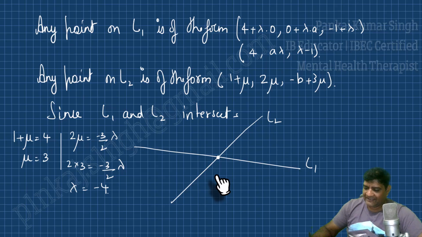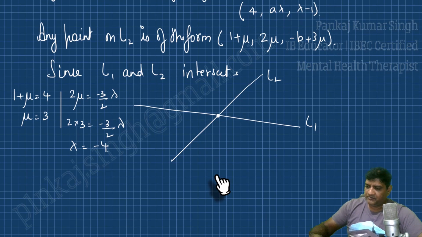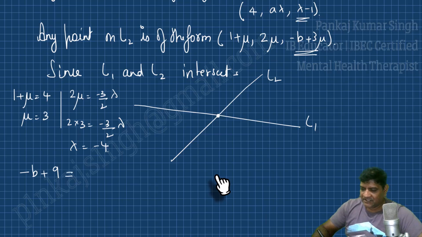Okay. So I can take the value for mu as 3 and substitute it in the third coordinate here, which is the z coordinate. So I will get minus 3 plus 3 mu, which is 9. That has to be equal to the z coordinate of the previous point, which is minus 4 minus 1, and that would simply tell me that the b value is 14, right? The b value is 14.